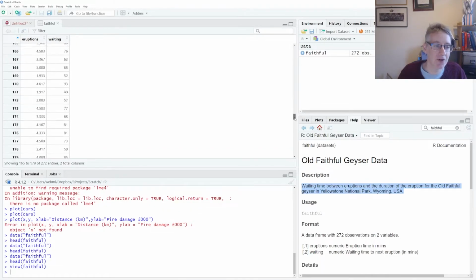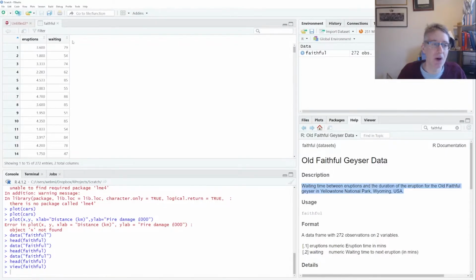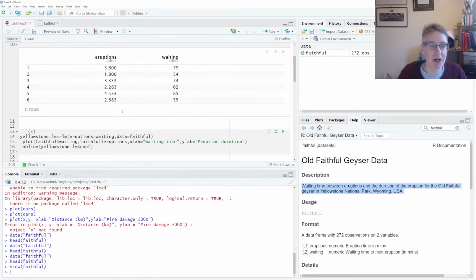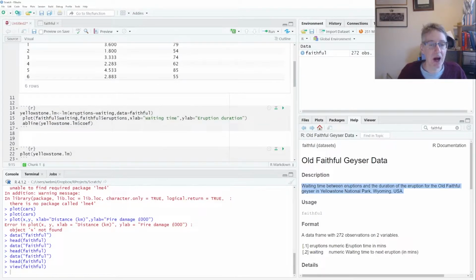We've got 100 and what have we got? 272 entries here. I can look at them all, but I get the form of the data set just by looking at the head command. Okay, so let's do the linear modeling.